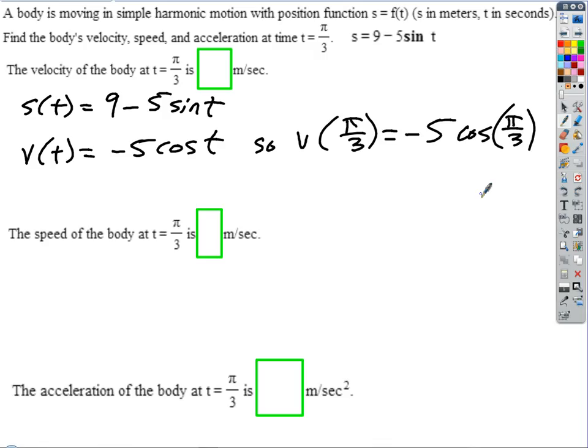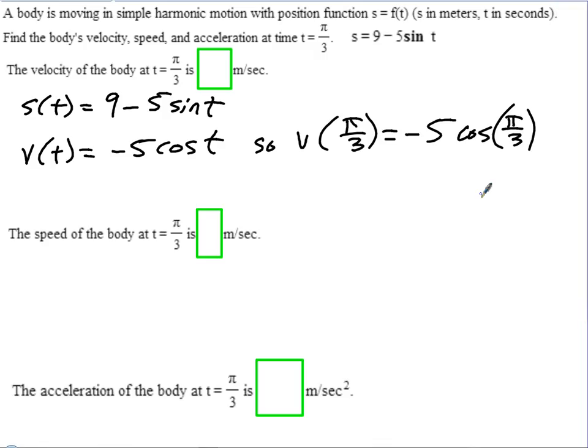So cosine of pi thirds is, cosine is x or y? X. Cosine, c before s, x before y. Right? So the x component at pi thirds, at 60 degrees, is what?